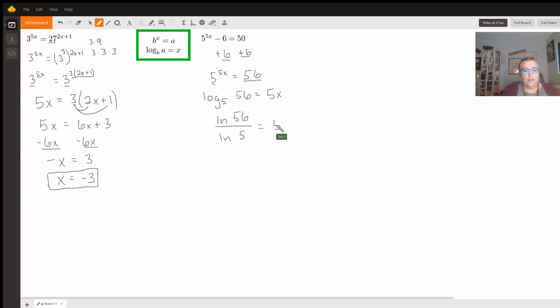If you have no idea what I'm talking about, go back and look in your textbook. It will be in there on this section. Change of base formula. This is a number. You plug it into your calculator, you get a number. You take that number and you divide it by 5. And that is how you find your value of x.